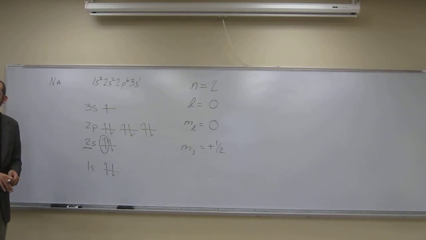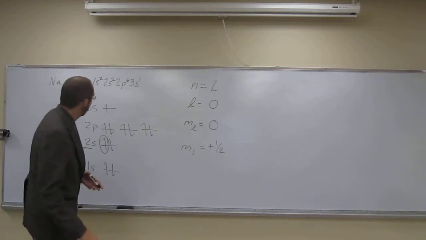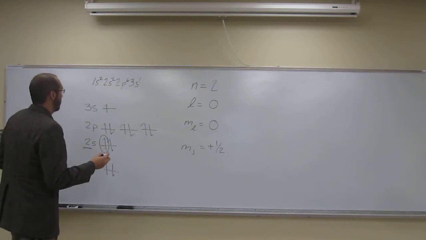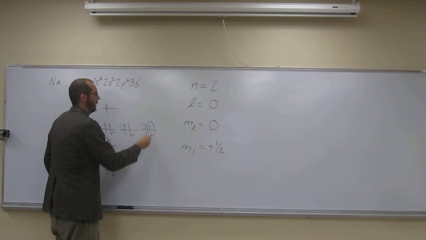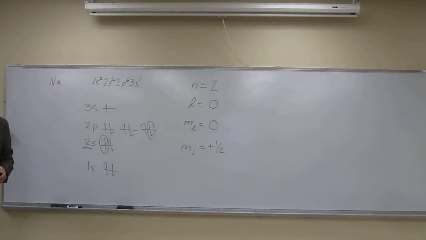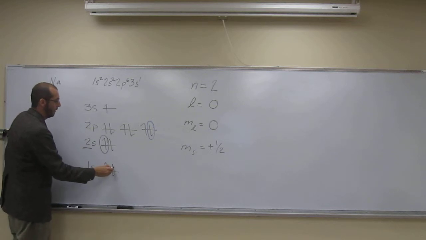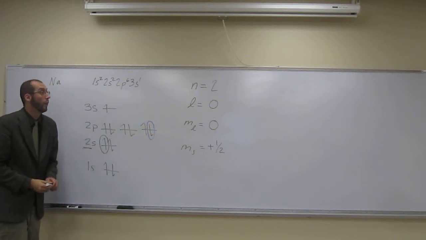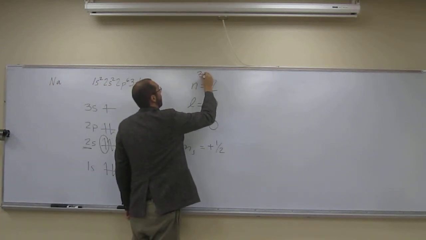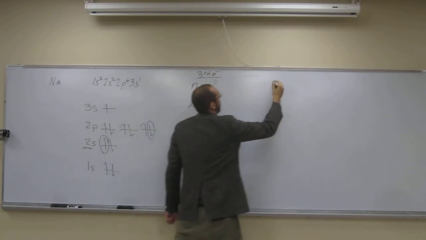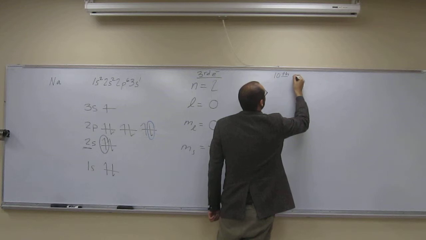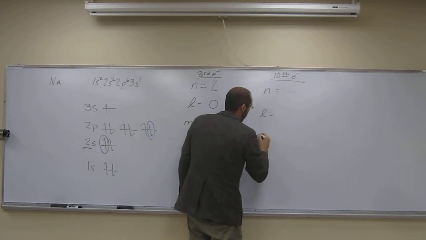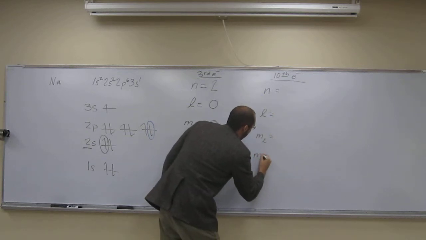Let's do one more. That one was pretty easy, so let's do a harder one, maybe one of these P electrons. Let's figure out which electron that is. 1, 2, 3, 4, 5, 6, 7, 8, 9, 10. So we're doing the 10th electron. This was the third electron, now we're doing the 10th. So N, L, M sub L, and M sub S.